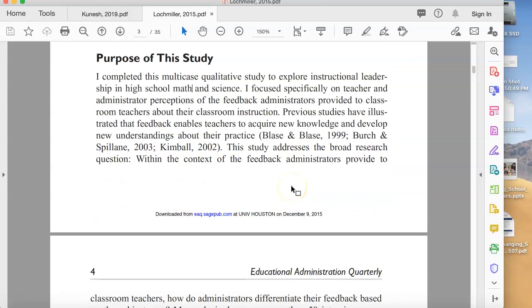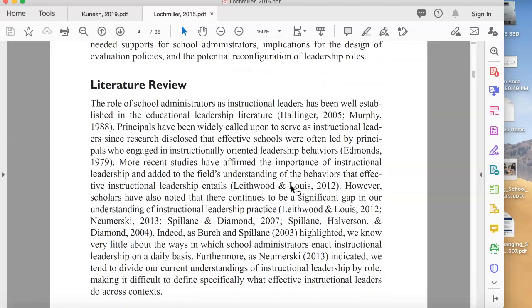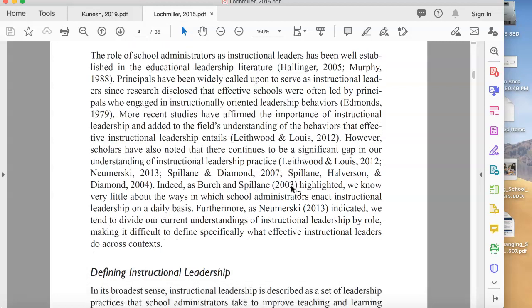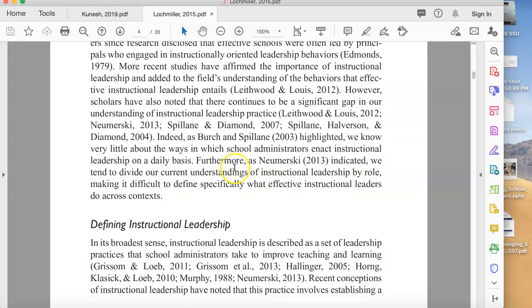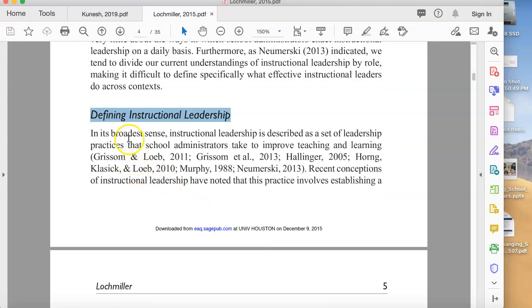And then you keep reading. So now you know the problem, the purpose. We get into this thing called the literature review. The literature review is basically, what do we already know about this topic? What have other researchers written? What is important to take away is what are the broad points? And this article has very nice headings and subheadings. So, defining instructional leadership. What's instructional leadership? Make sure that you take notes on what's the definition, or what are the definitions? There may be more than one.